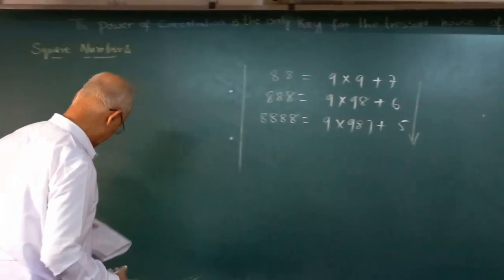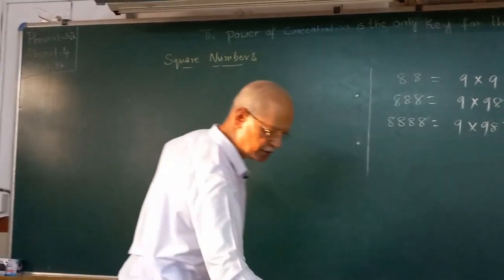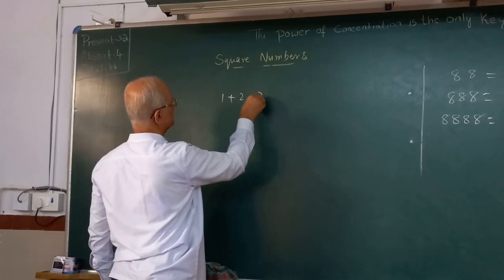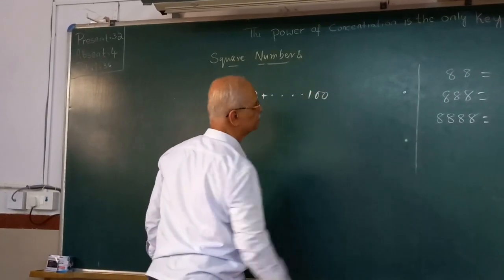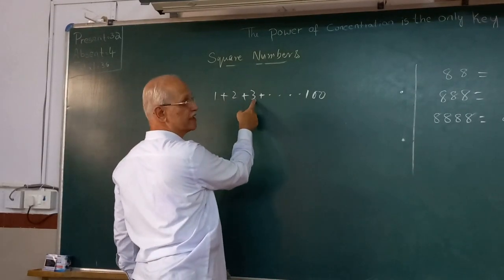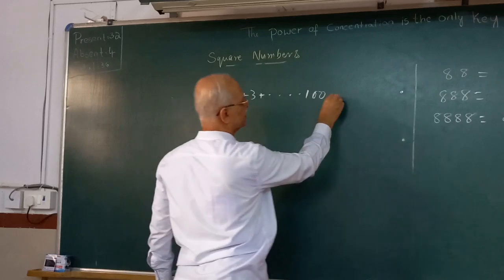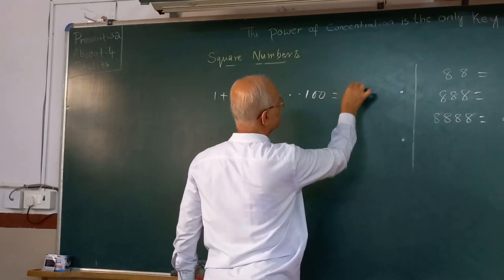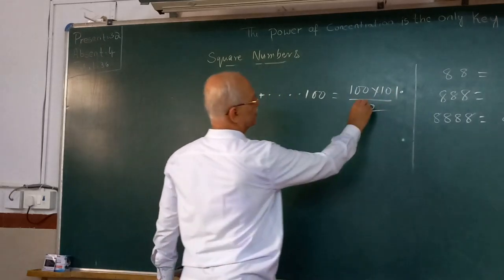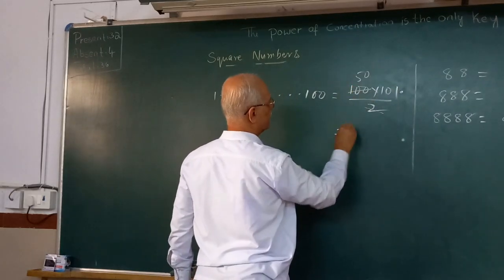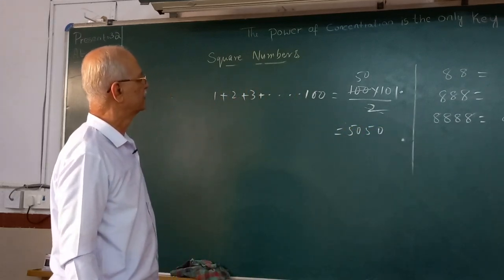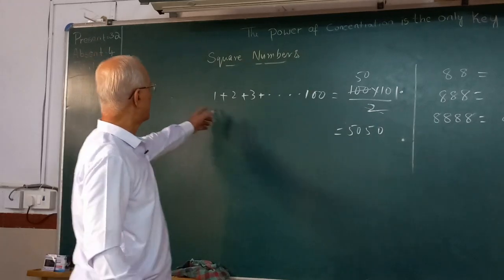Now look at this. If I ask you to find the sum of 1 plus 2 plus 3 up to 100, what do you do? You go on adding. 1 plus 2, 3, 3 plus 3 is 6, like that. But the answer is very easy, 100 into 101 by 2. That will be 50, 50. Very simple. Sum of all natural numbers.